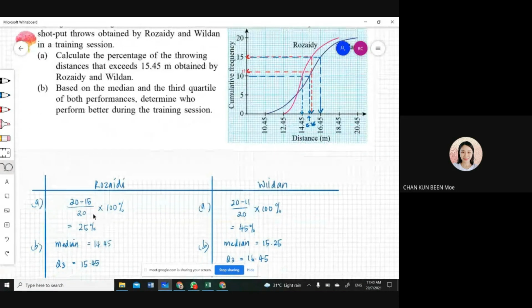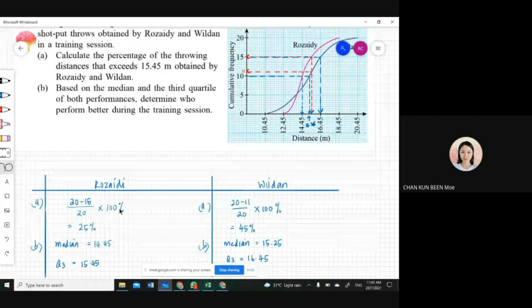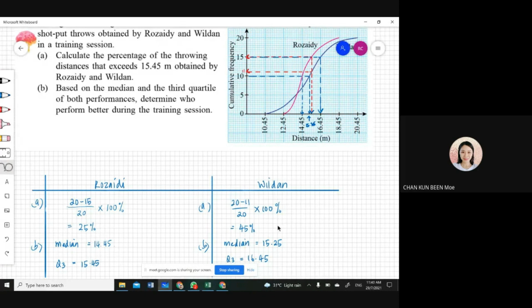So 20 minus 15 over 20, you multiply by 100% because you want to find percentage. So the answer is 25. And then for Wilden, 20 minus 11, so you get 45%.